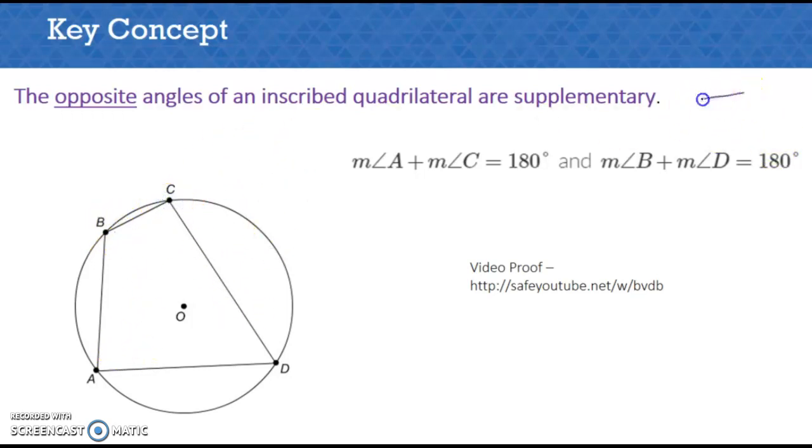So this is a key concept, a key theorem, a key rule that you need to memorize in order to complete the problems we're going to be looking at today. The opposite angles of an inscribed quadrilateral are supplementary. So supplementary, remember, means add up to 180 degrees. So in this particular quadrilateral, that means that angle A plus angle C have to add up to 180 degrees. And likewise, angle B and angle D have to add up to 180 degrees. Those are opposite. They're across the quadrilateral from each other, and they have to be supplementary. They have to add up to 180 degrees.